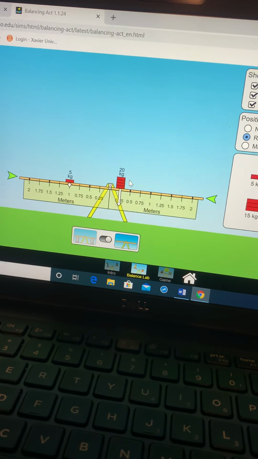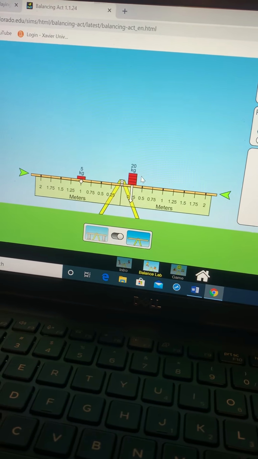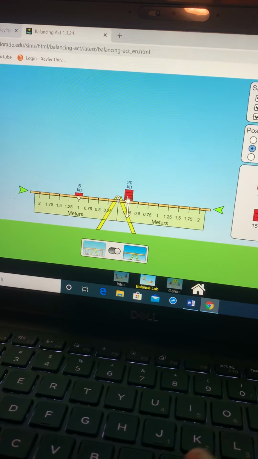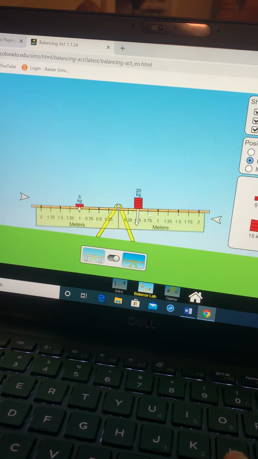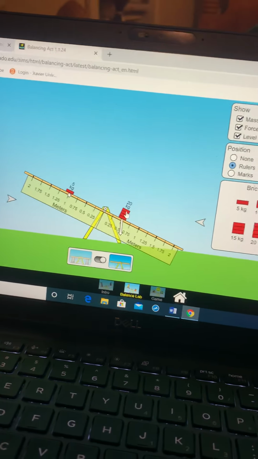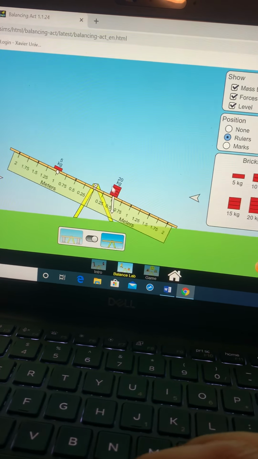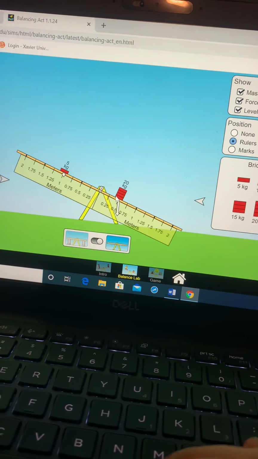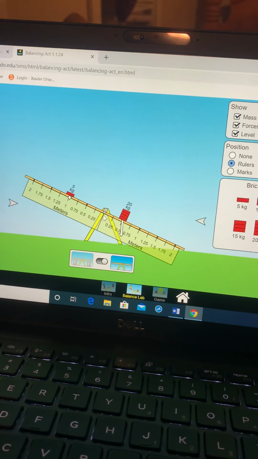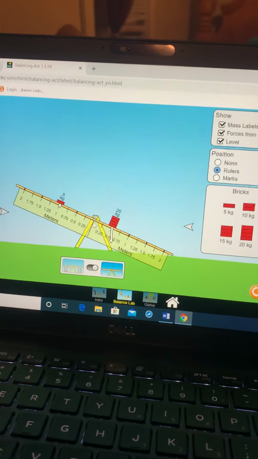To conclude, although the masses vary, the mass and distance are directly proportional in finding which side has more torque. So even if I moved this one to 0.25, this side would go lower, which means it would have more torque, because the mass is greater and there's also a greater difference in the distance between the two. So that's basically what goes on in the first activity.